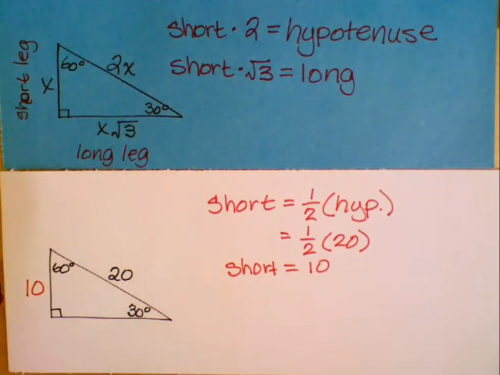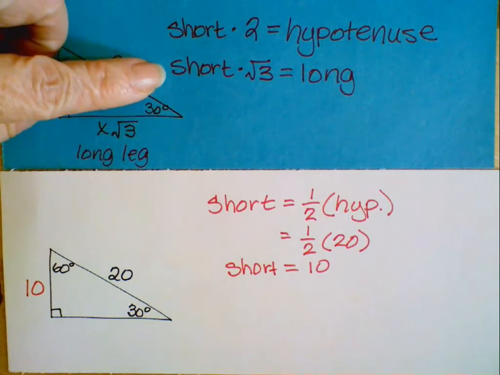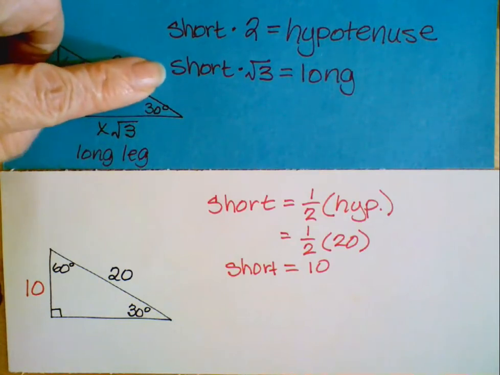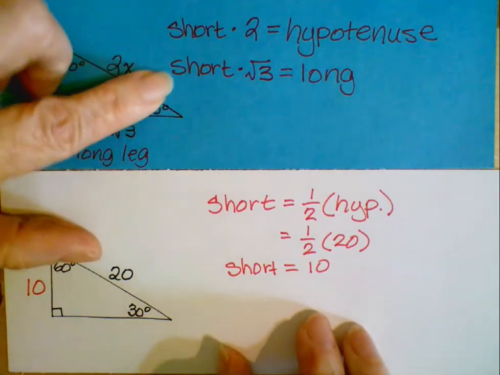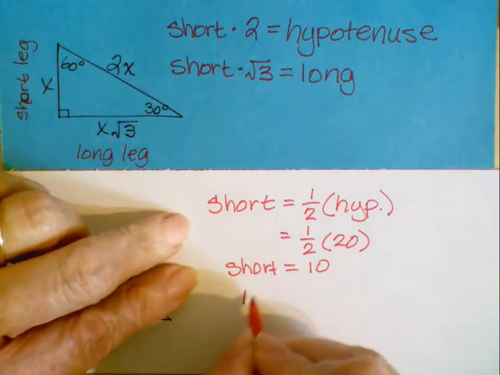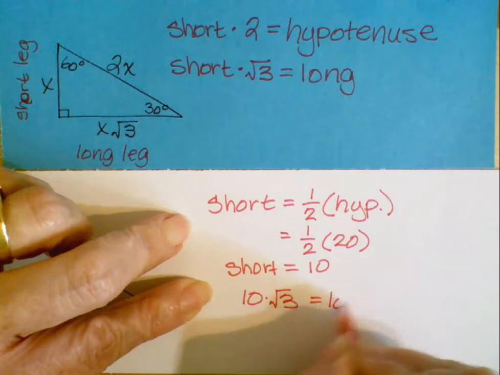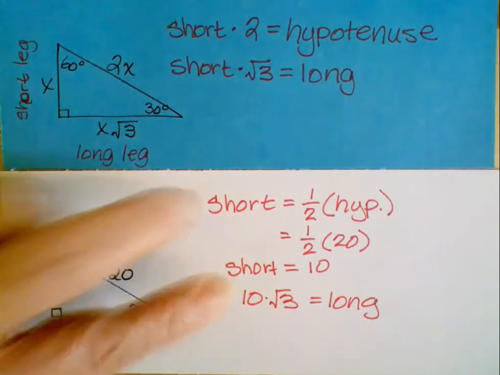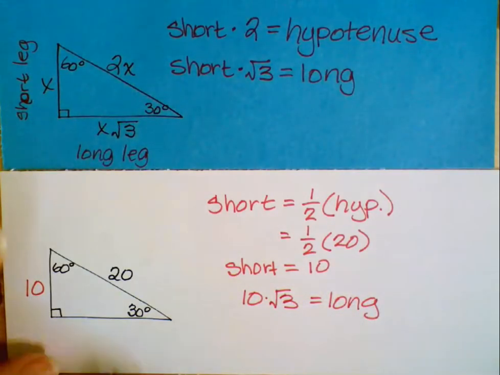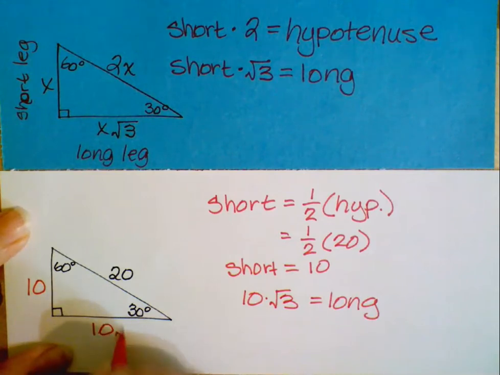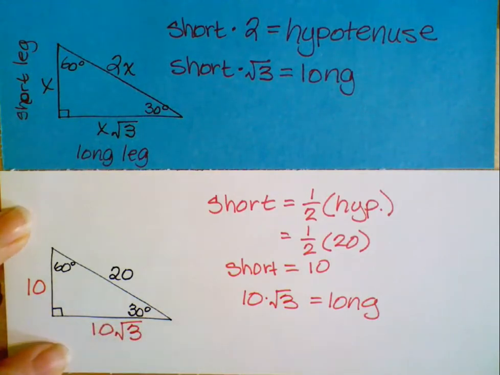Now going forward to find the length of the longer leg, we're going straight back into this equation that we had before. The short leg times the square root of 3 has to give you the length of the longer leg. And in this particular case, the 10 and the radical 3, there's nothing we can simplify there, so it becomes simply 10 square root 3.